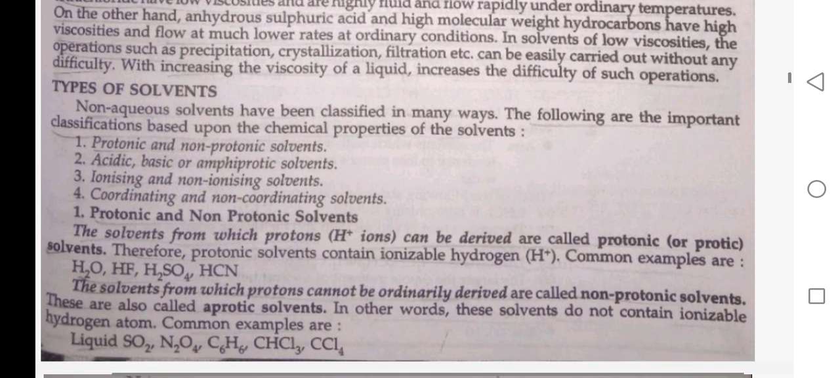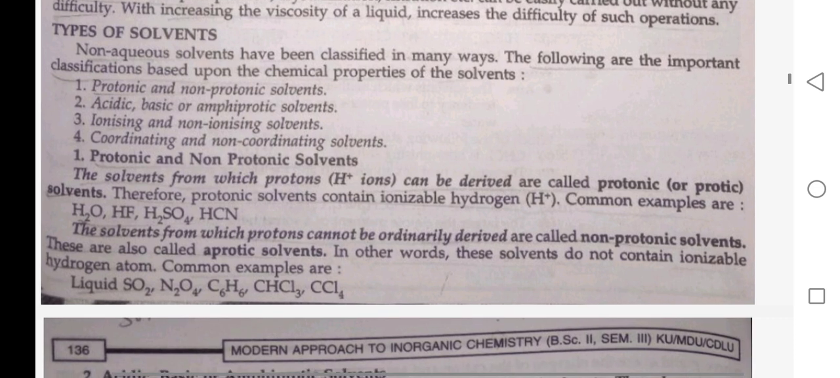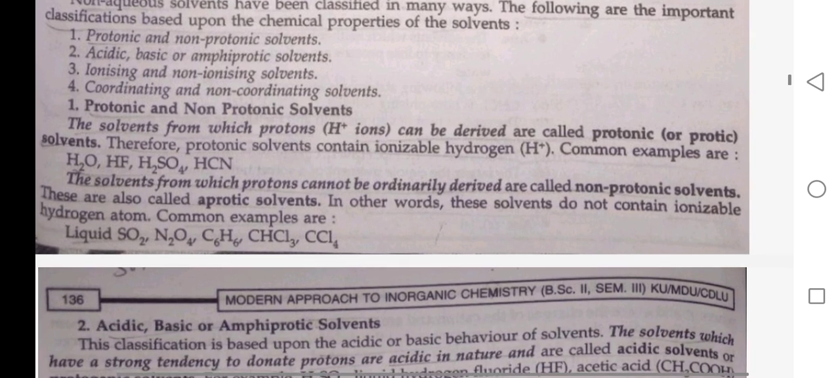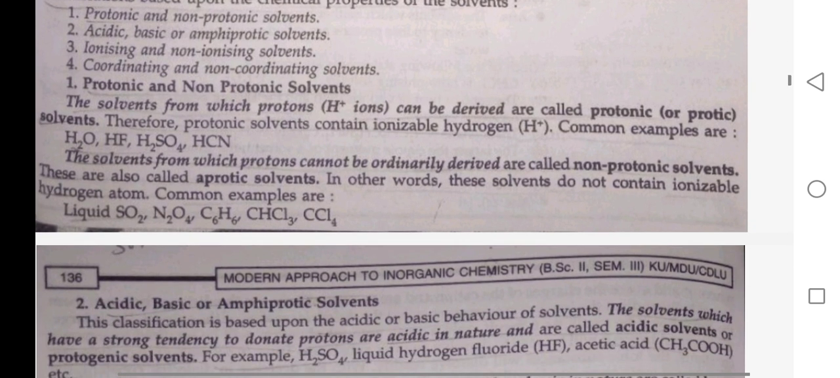Types of solvent. Non-aqueous solvents have been classified in many ways. The following are the important classifications based upon the chemical properties of the solvent. First, protonic and non-protonic solvents. Second, acidic, basic or amphiprotic solvents. Third, ionizing and non-ionizing solvents. Fourth, coordinating and non-coordinating solvents.